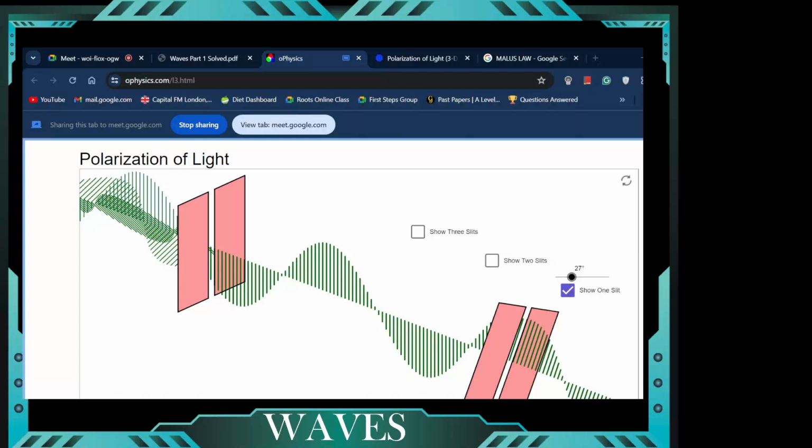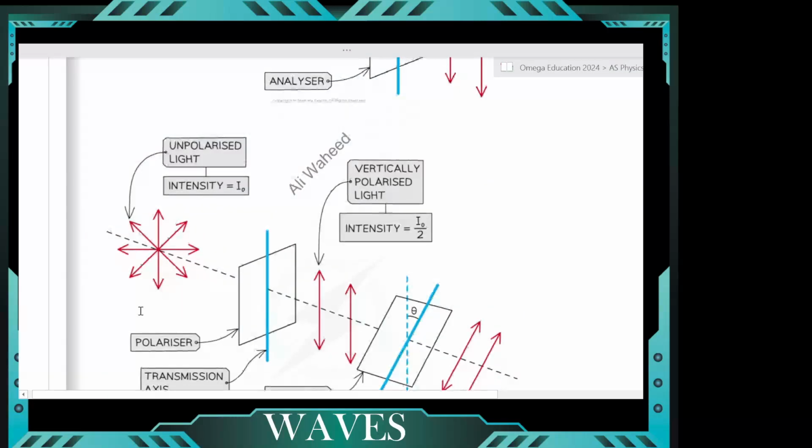The intensity after the analyzer would change depending on the angle between the light and the axis of the slit. So what is the direction of light? This one. What is the axis of the slit? This one. What is the angle between these two? 0. So we can say theta equals 0.